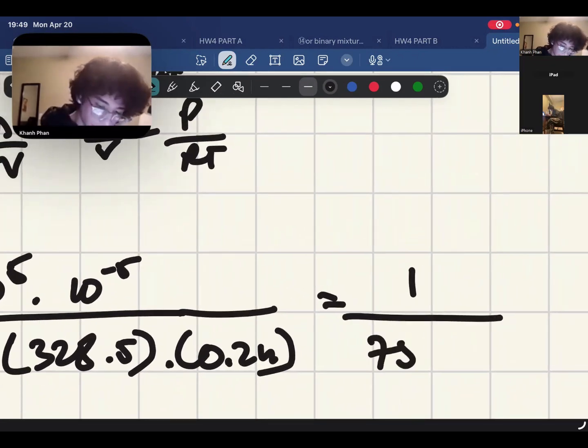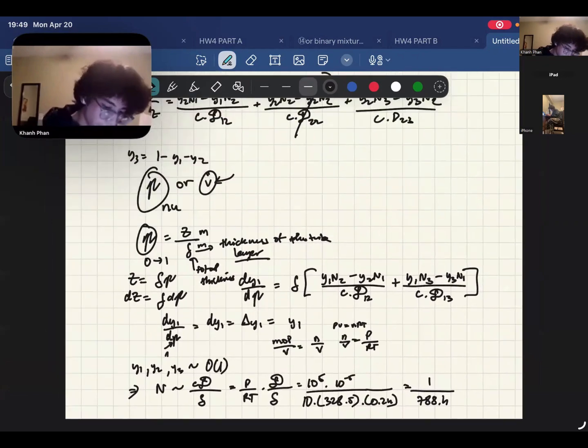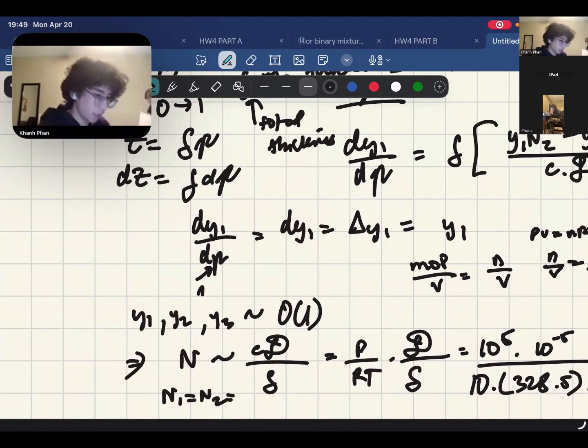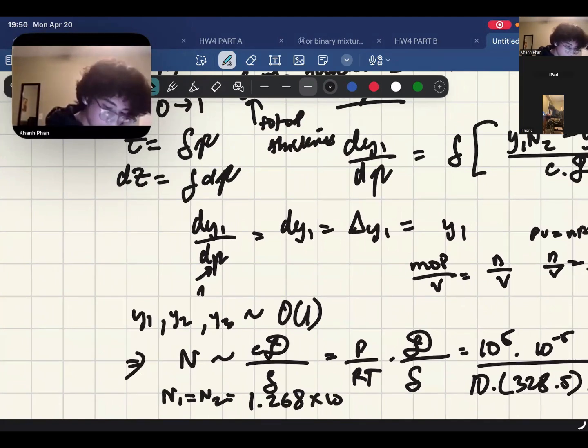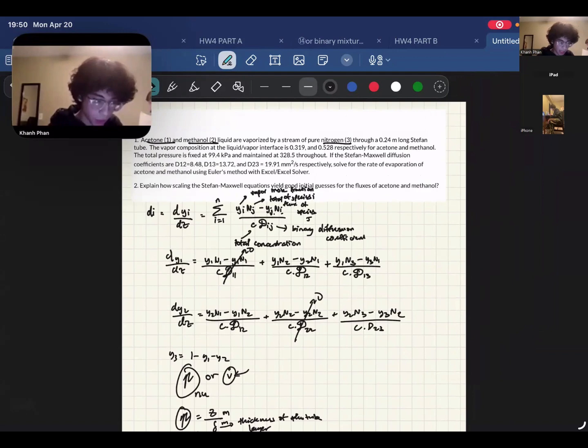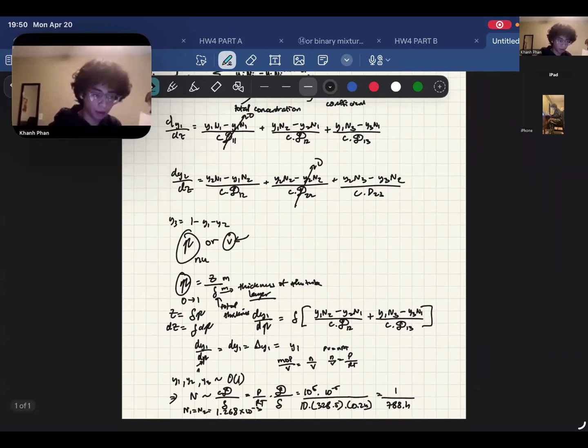1 over 788.4. So we're going to make N1 and N2 equal to that number. Let me just round it up: 0.168 times 10 to the -3. So that's our initial guess, and now we're going to move on to Excel for a better understanding of this.